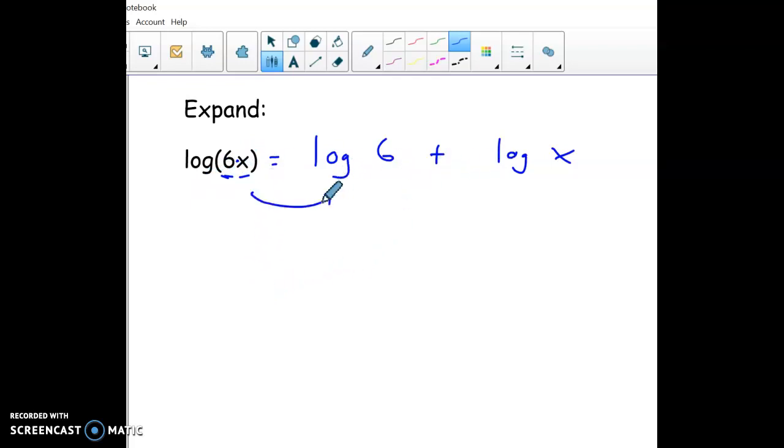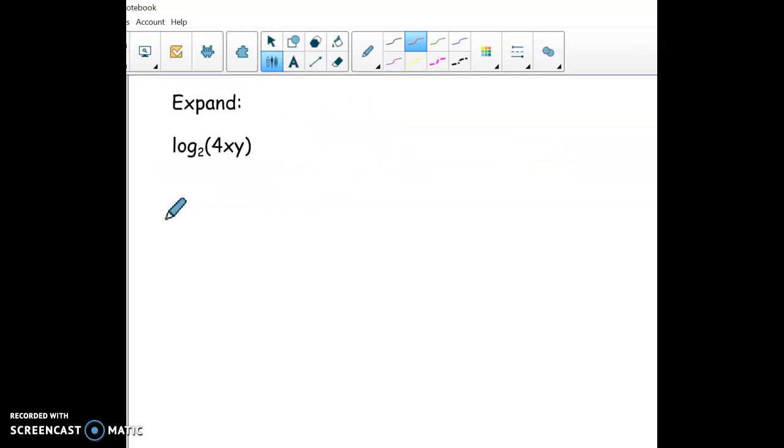And that's expanding, right? Because we started with one log and then went into multiple logs. Later we'll go the other way, right? Where if they're added together, you could write it as a single log. But this one says expand. Okay, so maybe pause the video and try this one on your own.